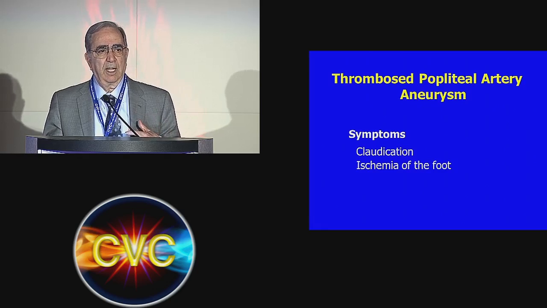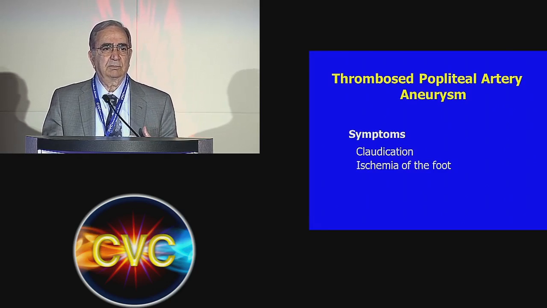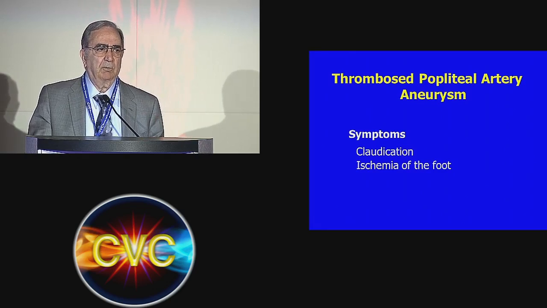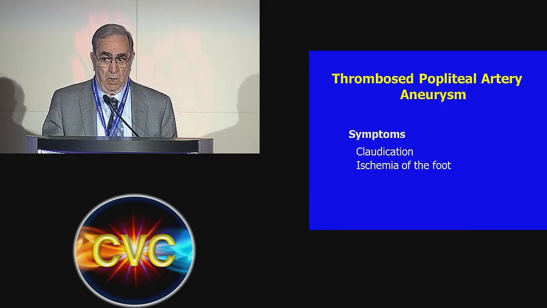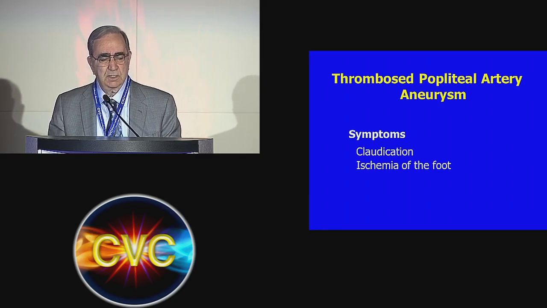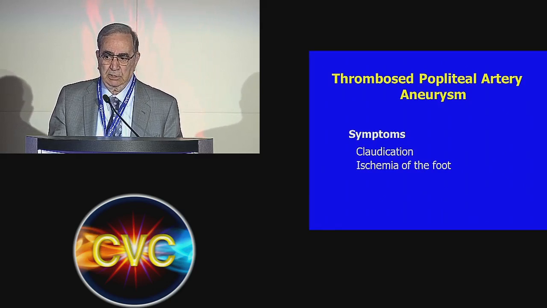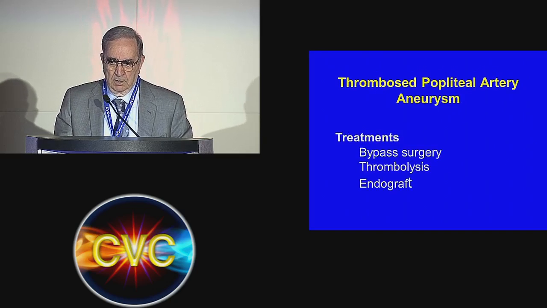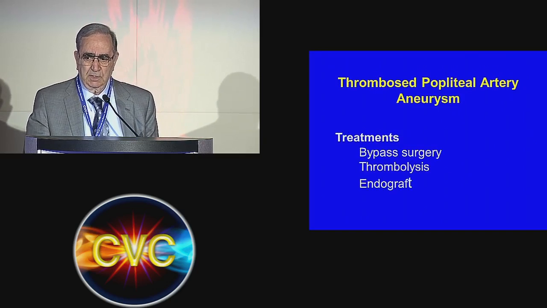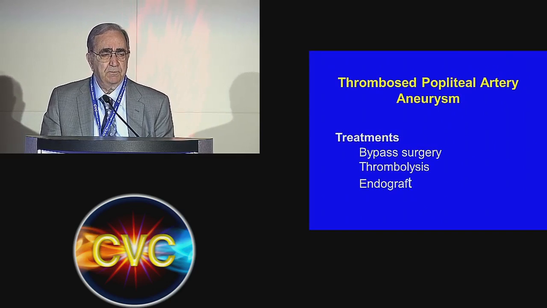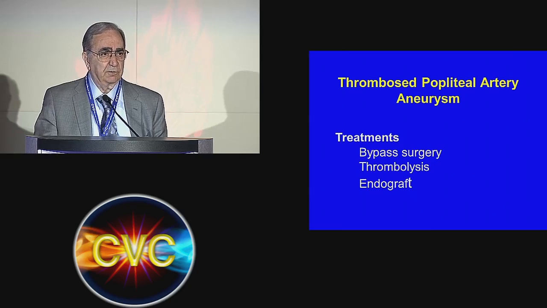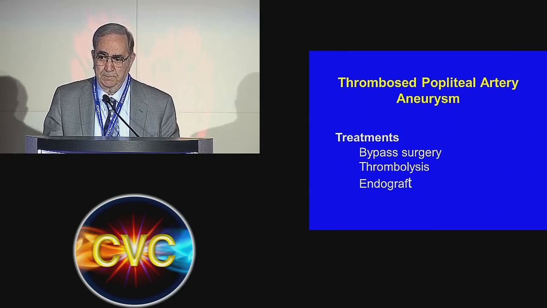But with popliteal aneurysm, patients usually don't come with a patent popliteal aneurysm. Most of the patients come when the popliteal aneurysm is thrombosed. The symptoms, again, are claudication or acute ischemia of the foot. For treatment, one of the best treatments is still bypass surgery, but thrombolysis and endograft can be used for treatment.